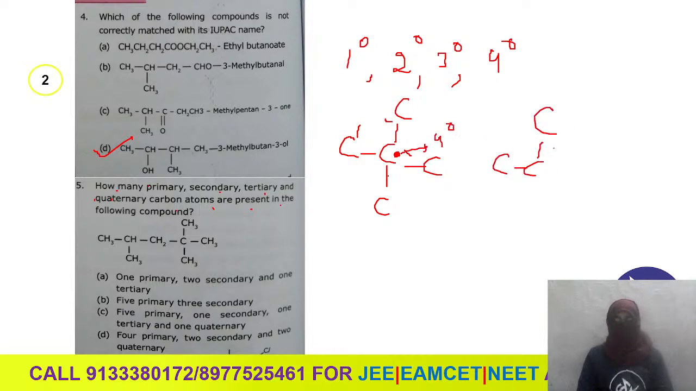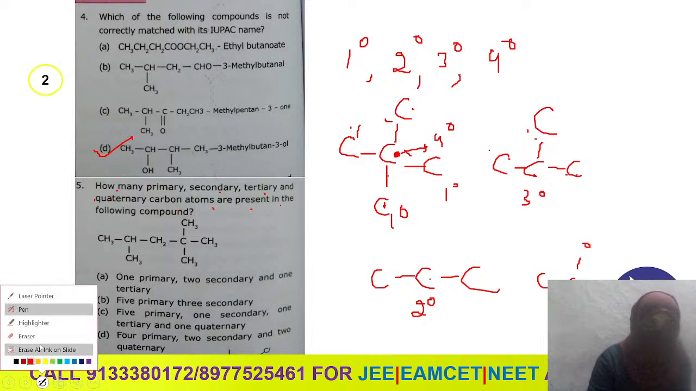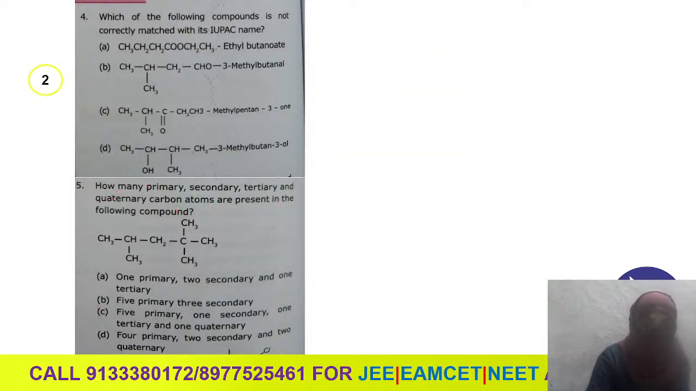Now, this carbon is attached to how many? 1, 2, 3. This is known as tertiary. Now look here. This carbon is attached to 2 carbons, secondary. This carbon is attached to only 1 carbon, so it is primary. So the question is, how many primary, secondary, tertiary, quaternary carbons are found in this structure?